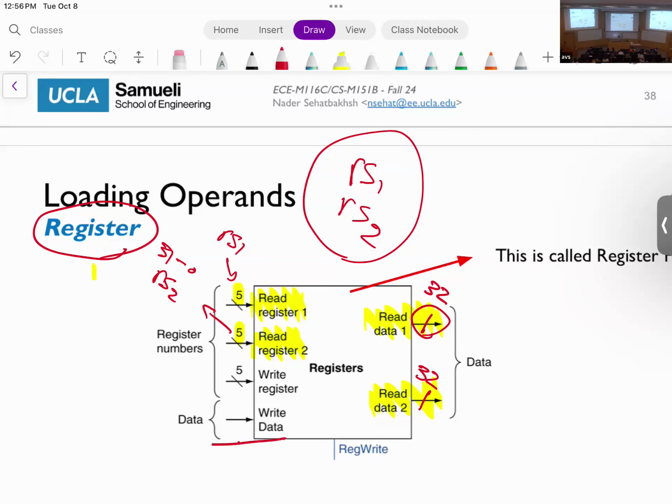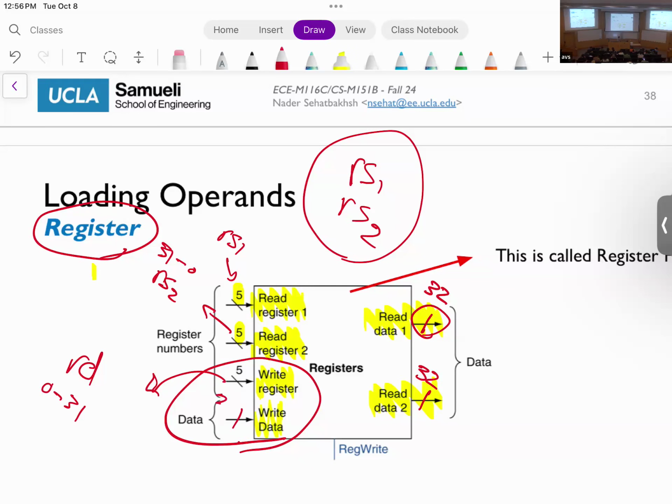There are two other things that we also have. Remember that you not only read from the register, you also write to the registers. So I provide these two other inputs to my register file. I provide write register. Write register is essentially my RD. And again, it's 5 bits because it's a number between 0 and 31. And I'm going to provide the data that I want to write to that register. Again, how many bits should this be?